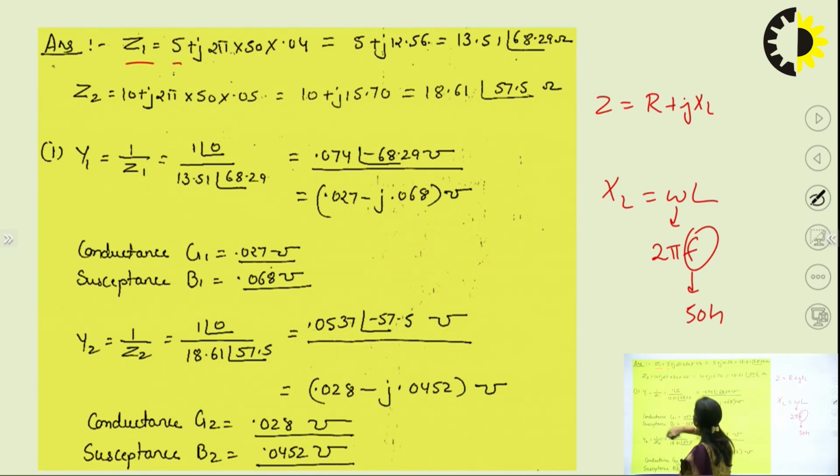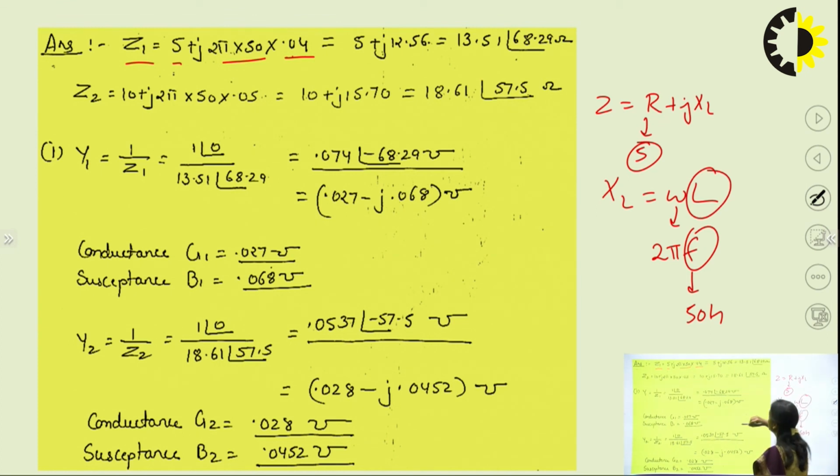The resistance value is 5, written here. Then j into 2 pi f into 0.04, the L value given in the question. If you solve, you will get the value of Z1. Similarly, you can find the value of Z2. Now you have to tell the conductance and susceptance of each coil.